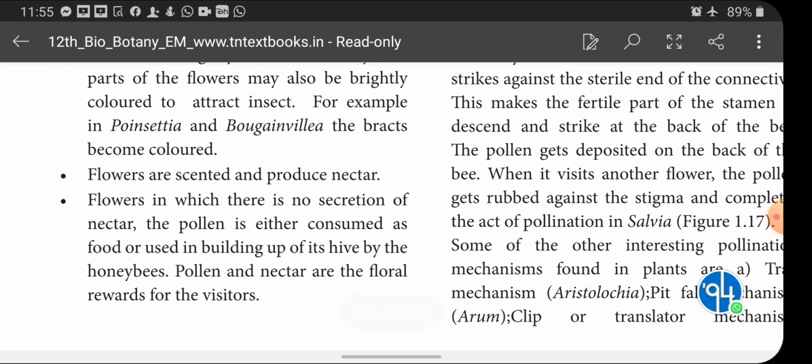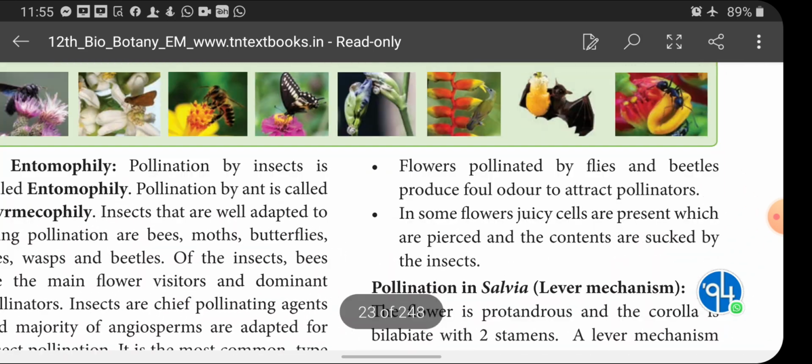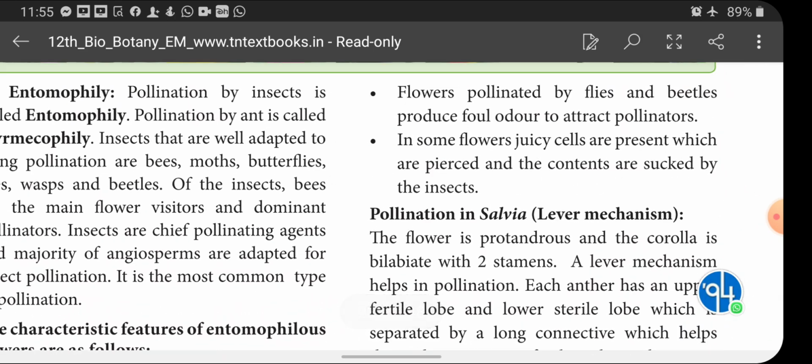Flowers are scented and produce nectar. Then only insects can come and sit and suck nectar. Flowers in which there is no secretion of nectar, the pollen is either consumed as food or used in building up of the hive by the honeybees. So, pollen and nectar are the floral rewards for the visitors. Flowers pollinated by flies and beetles produce a foul odor to attract the pollinators. In some flowers, juicy cells are present which are pierced and the contents sucked by the insect.